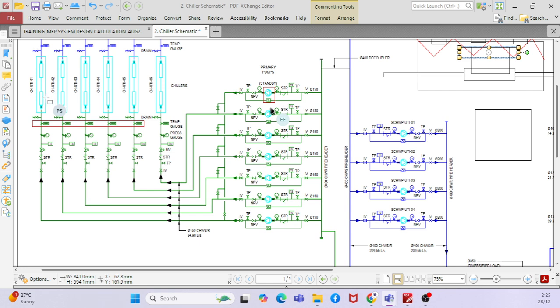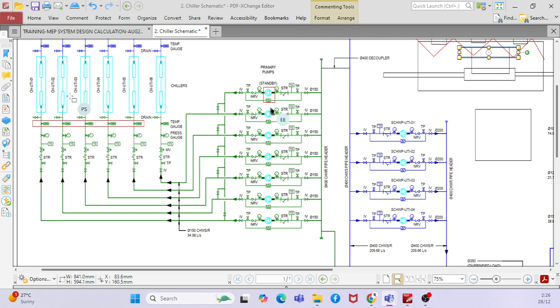Say for example, normally you can say there will be 6 chillers. Normally you have 5 duty chillers and 1 standby chiller, for example. So assume that 1 chiller is off and 5 chillers are running, right? So when the flow fluctuates, what will happen? That means there is no sufficient load, no sufficient heat in the building. So that means you don't need to run all 5 chillers. So what will happen?